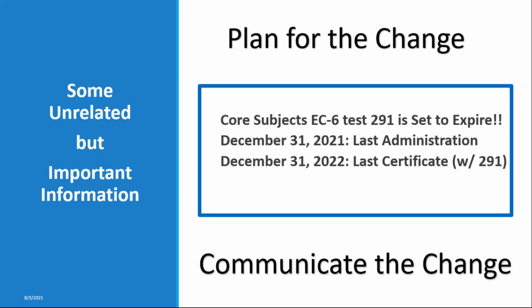The last date that a candidate can use the 291 to be certified, including an intern certificate, a probationary certificate, or a standard certificate, is December 31st, 2022, which is the end of next year. The certificate has to issue by that deadline. To provide a little context, currently the Core Subjects with Science of Teaching Reading EC through 6 certificate will issue with a passing score on either the 291 or the 391. After December 31st of 2022, that certificate will only recognize an issue with the 391. Of course, the 293 Science of Teaching Reading is now required in either case.